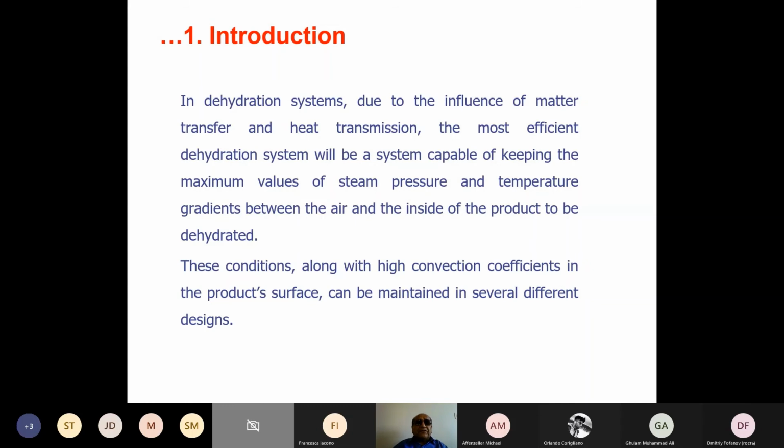In this drying system, the influence of mass transfer and heat transmission. The most efficient system will be the one capable of keeping the maximum values of steam pressure and temperature gradients between the air and the inside of the products. This condition, along with a high convection coefficient on the product surface, can be maintained in several different designs.